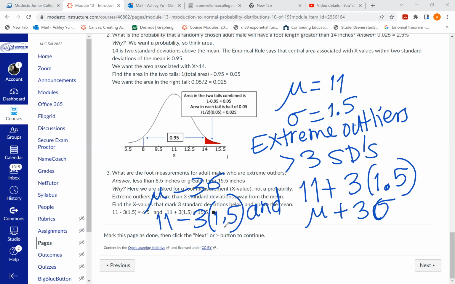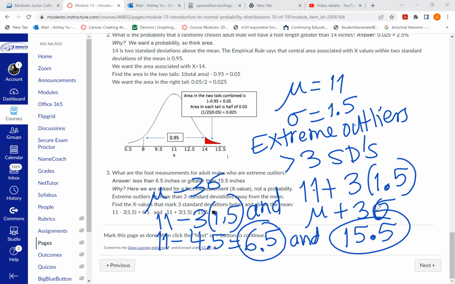3 times 1.5 would be 4.5. 11 minus 4.5 is 6.5, so anything less than 6.5 is an extreme outlier, and anything greater than 11 plus 4.5, which is 15.5. So any measurements that are less than 6.5 and any measurements that are greater than 15.5 would be extreme outliers, because they're either really tiny feet or really large feet.